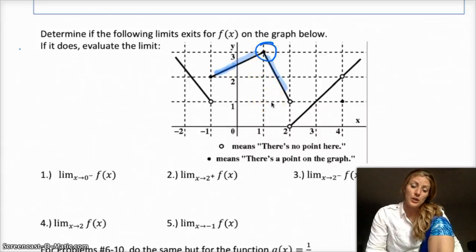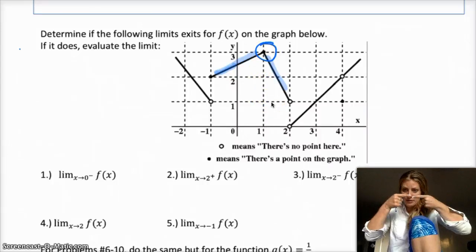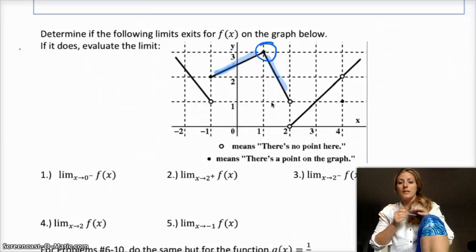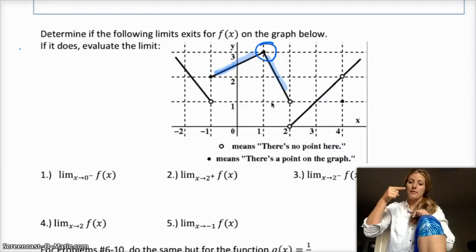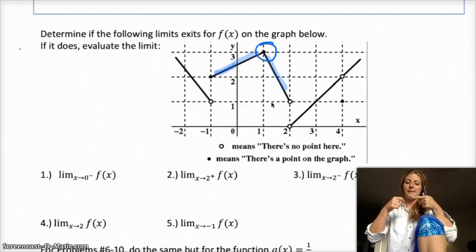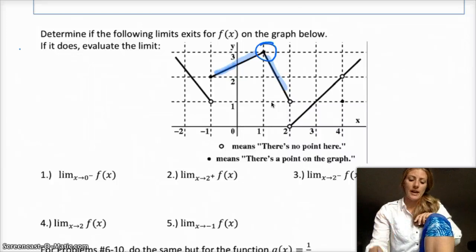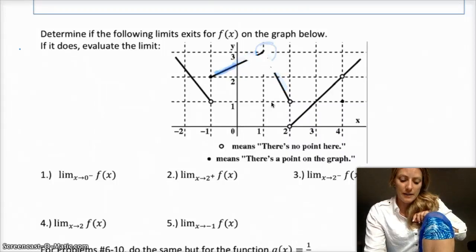So that's a two-sided limit because you're coming from both sides. And then a one-sided limit is like I'm only coming from one direction, so either from the left or from the right. And so that might be different.